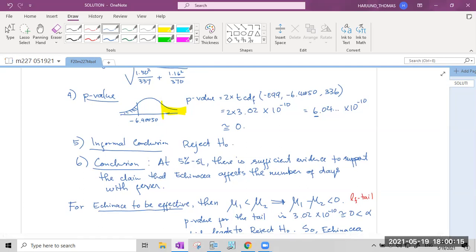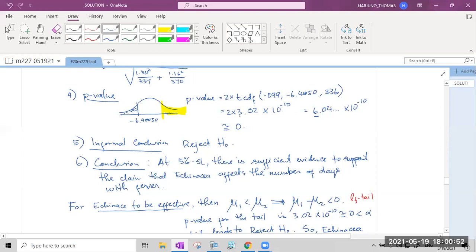Now, if it is only one tail, then for the p-value, you don't need to multiply by 2 anymore. It's only one tail, right? Which is less than alpha, which means we still reject null hypothesis. But notice that the conclusion is not that echinacea affects the number of days anymore. The conclusion will be that there is sufficient evidence to support the claim that echinacea is effective. Echinacea appears to be effective.